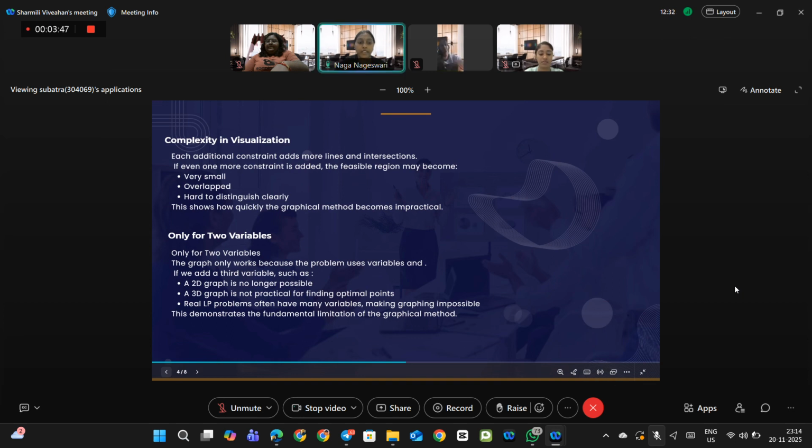Only two variables. The graph only works because the problem uses two variables, and if we add a third variable such as z, a 2D graph is no longer possible. A 3D graph is not practical for finding optimal points, and real LP problems often have many variables, making a graph impossible. This demonstrates the fundamental limitation of the graphical method. Next.